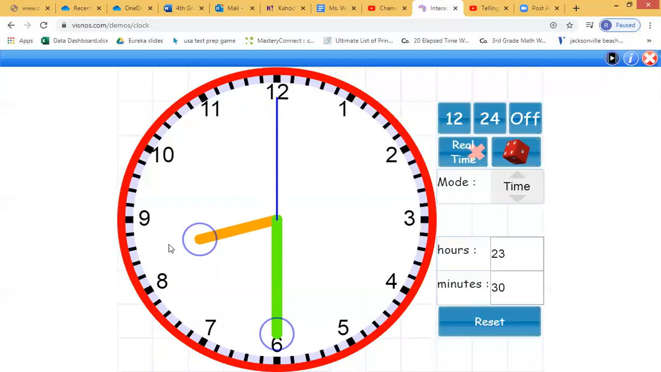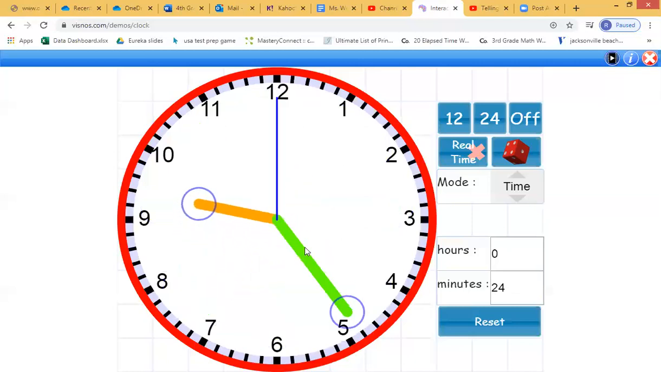And notice where my hour hand is. It's in between the 8 and the 9. So it has not reached the number 9 yet. So it is going to still be 8 something. Okay, let's try one more before we move on.